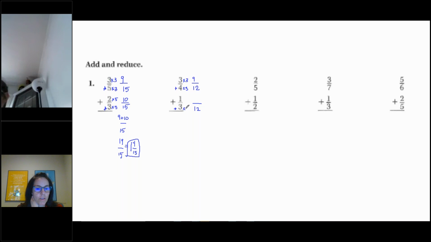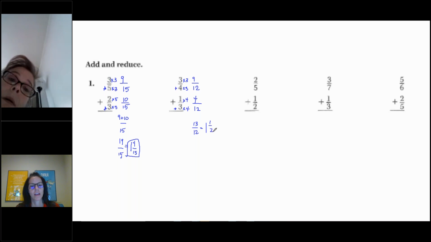You're going way faster than my computer pen. My mouse. Oh, there we go. Perfect. And then you already said it, didn't you? 13/12? You get 1 and 1/2. No, 1 and 1/12. If you forget to write that little 1 in the 12, you do that.